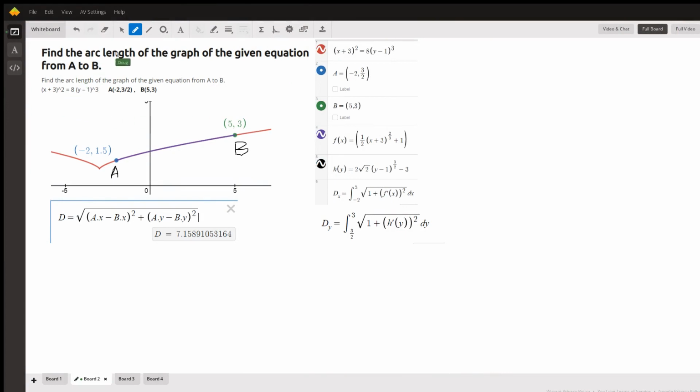Okay, we're given this function right here and asked to find the distance from point A to point B. This is the graph for that function, by the way, in Desmos right there. By the way, it looks like this is almost a straight line, so the distance formula would give us a good approximation of the actual arc length. So I bet it's pretty close to 7.15.